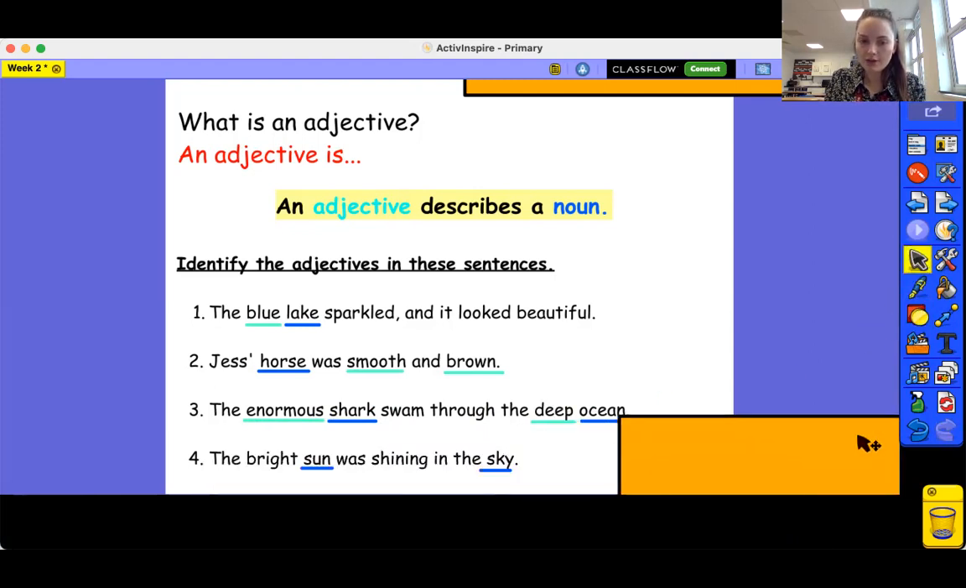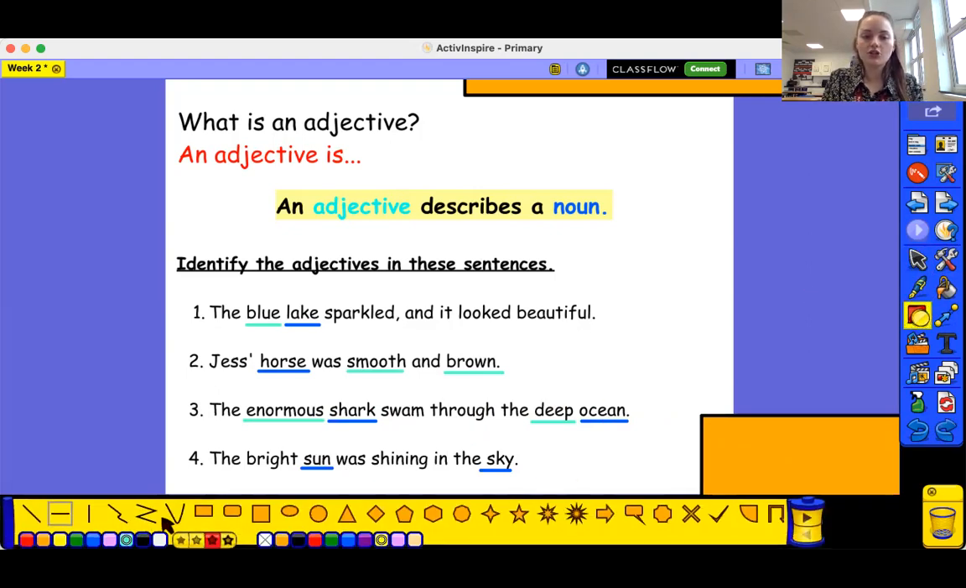And we've got our last one. The bright sun was shining in the sky. What adjective is used to describe the noun sun? Fantastic, it's bright, well done. And we've got another noun here, sky. Can you spot an adjective that describes the sky? Fantastic, there isn't one. The bright sun was shining in the sky. There are no adjectives attached to the word sky, so we know that the sky hasn't been described in this sentence.